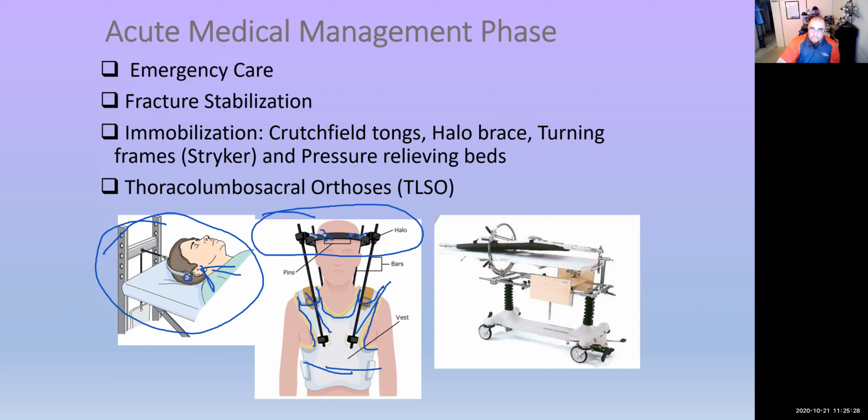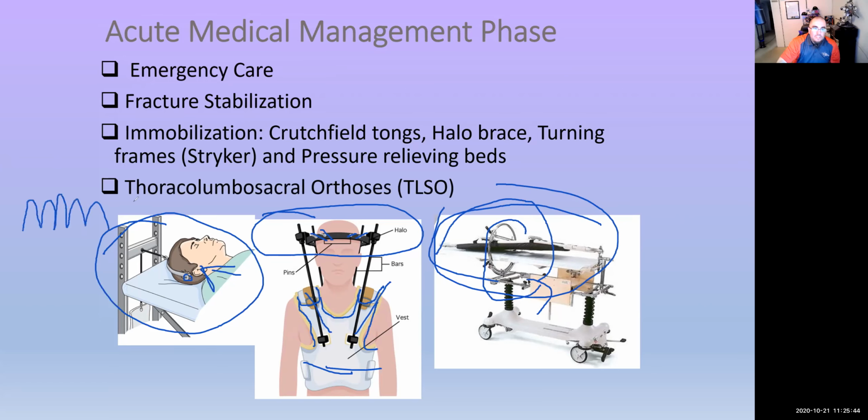It gets sweaty, right? This over here is a Stryker frame or a turning frame. The patient can be in it and it can literally rotate them like a barbecue roll. And pressure relieving beds, if you've ever seen one of those, are the beds where the mattress looks kind of like this. These pockets can fill up and then deflate, and fill up and deflate, and it helps relieve pressure.